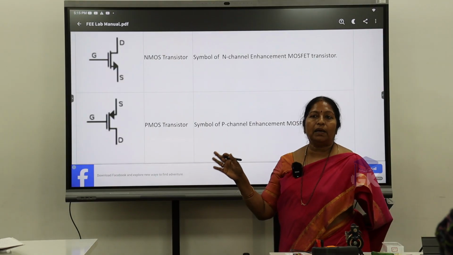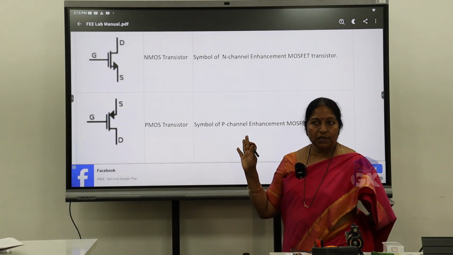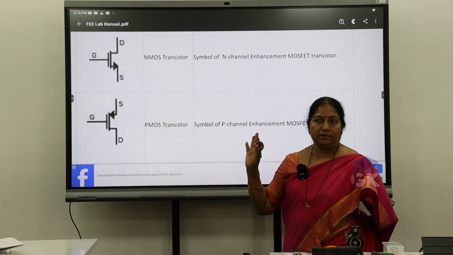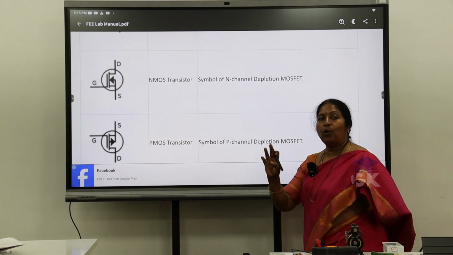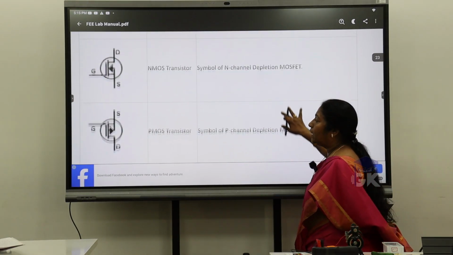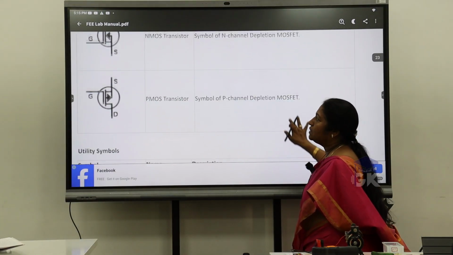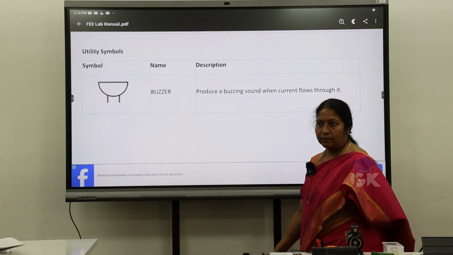This is only symbol recognition of a component. That's all. In third semester you have analog circuit design, where you are going to study MOSFET in detail. Now you need to study diode and transistor in detail. I'll explain about that when we come to those exercises. PMOS, NMOS, buzzer, this is the symbol.